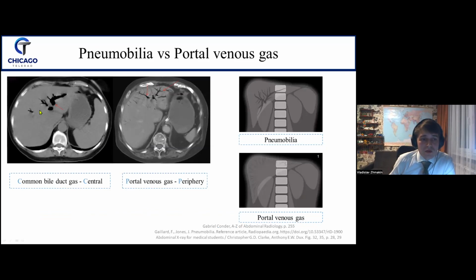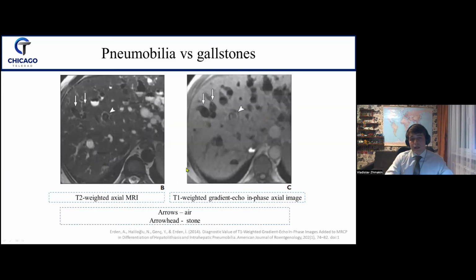Again, let's call it a face-to-face comparison. Pneumobilia central location, portal venous gas peripheral location. Again, diagrammatic representation here helps us to understand. And there is a mnemonic where C in common bile duct gas stands for central, and P in portal venous gas stands for periphery. And sometimes pneumobilia should be differentiated from gallstones.